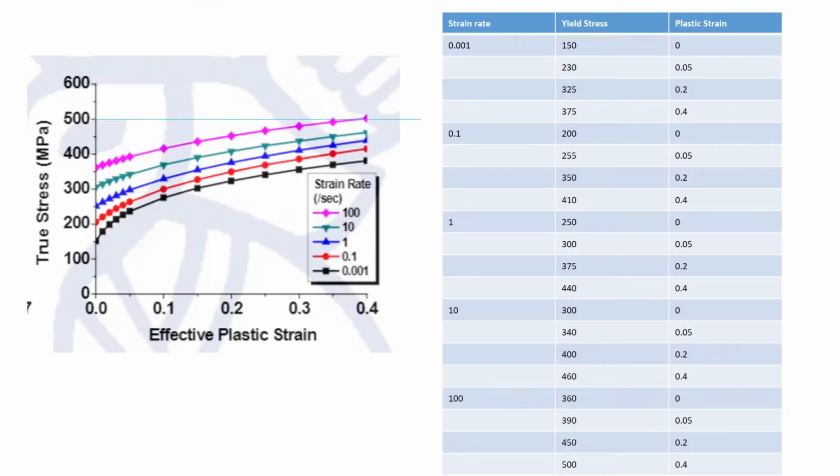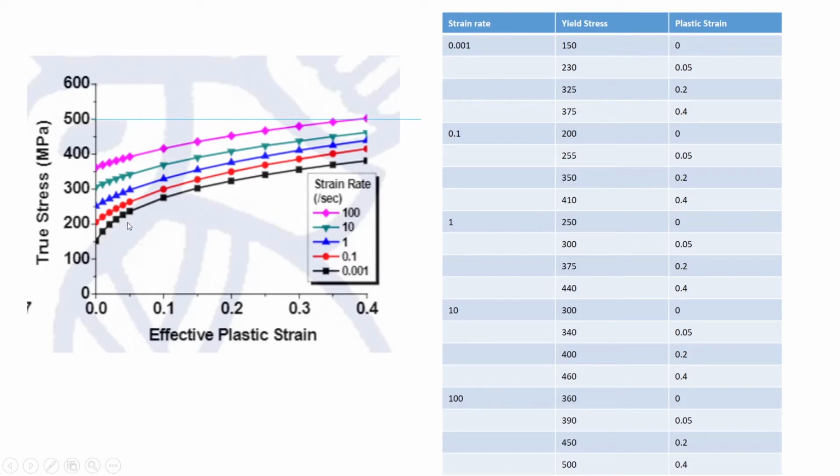Okay, so this is the data that we need. That is the true stress with respect to the effective plastic strain for various strain rates. So we need to input this data, the whole data, to be able to describe the viscoplastic behavior of the sheet metals, or DDQ steel in this case.